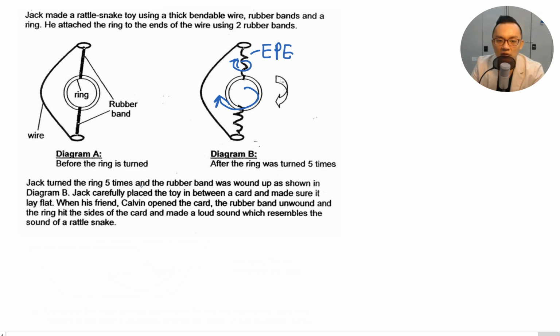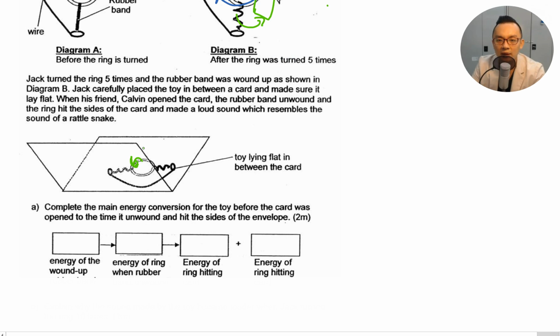So Jack turned the ring 5 times, and so on. He carefully placed it, and so on. When the thing unwound itself, then it will hit a card over here and it will make some sound. Honestly, I don't know why he picked this toy. It doesn't seem very fun. I just want to make some sound from the card.